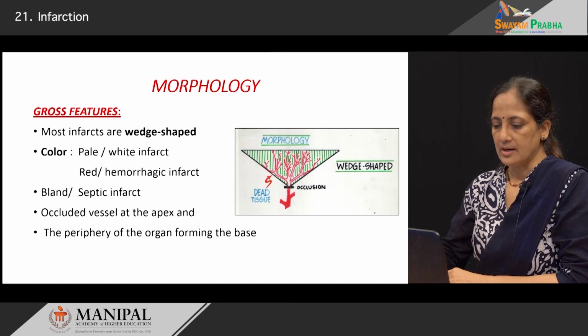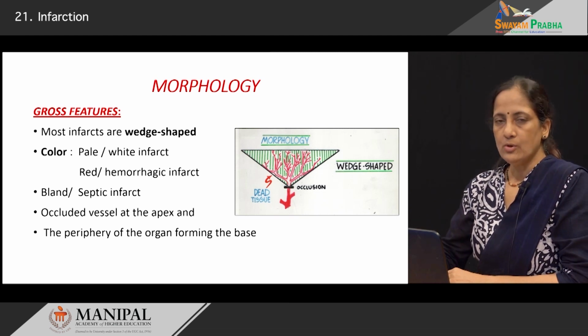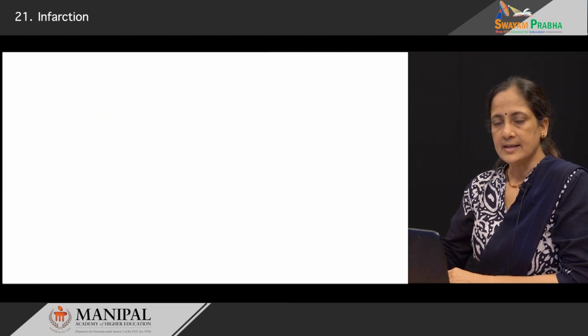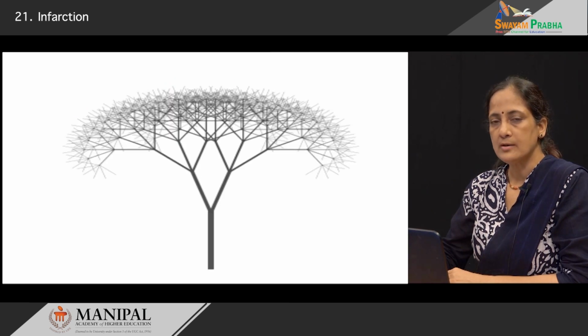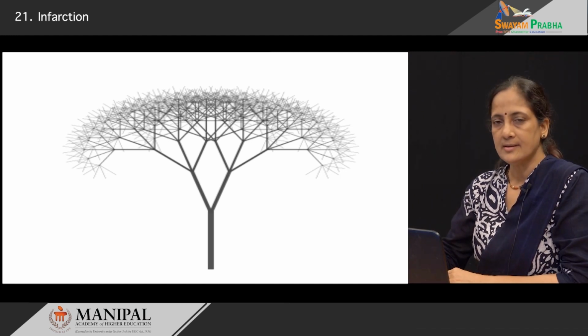Usually when we see infarcts, we say that they are wedge-shaped. The apex of the wedge is the location where the occluded vessel is located, and the base is formed by the periphery of the organ or the tissue in which the infarction has occurred. We know that when an artery supplies an organ, it divides dichotomously and branches into smaller and smaller vessels as it distributes itself throughout the parenchyma of that organ. This is depicted in this figure.